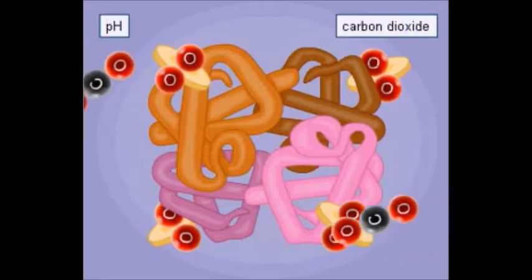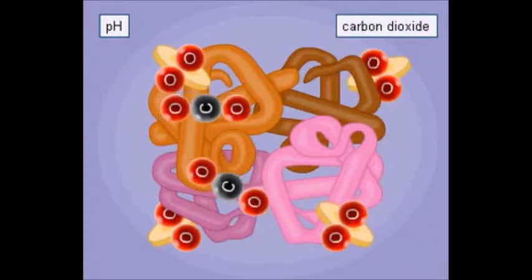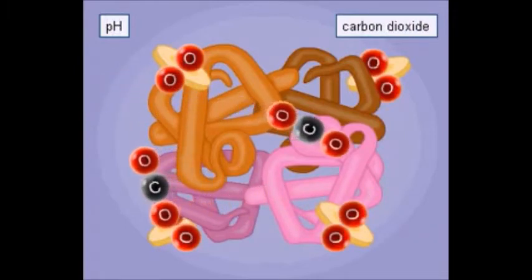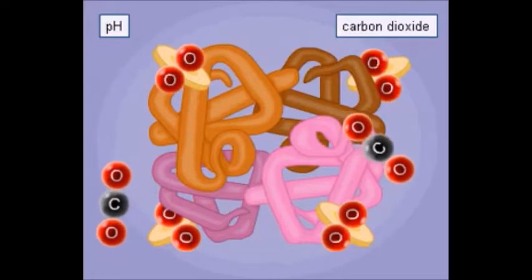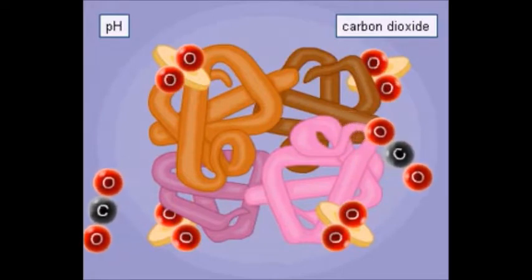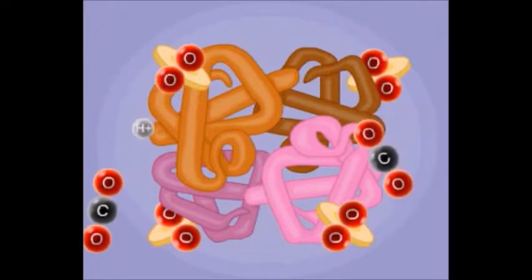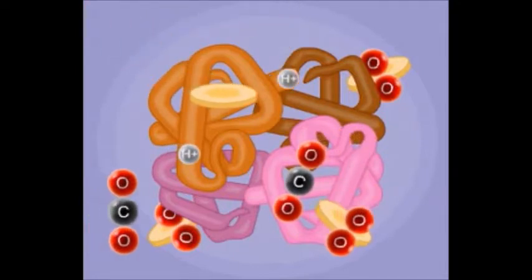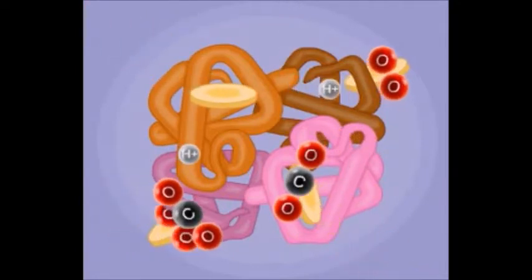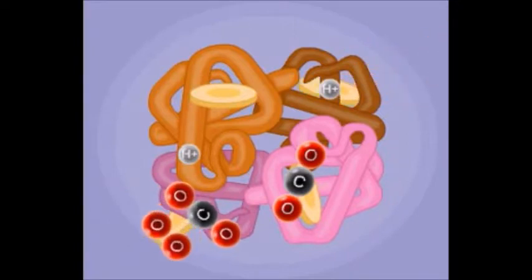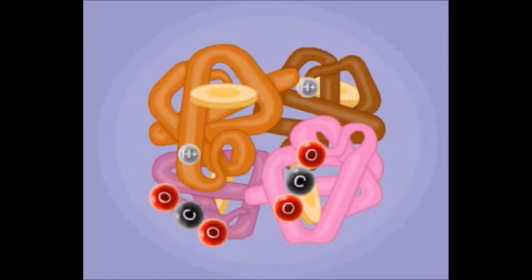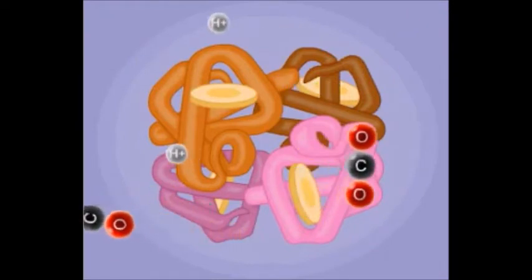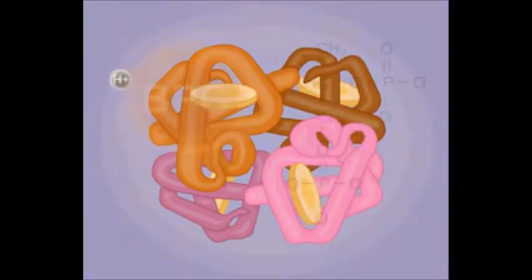In tissues, the pH and the concentration of carbon dioxide in the environment change the structure of the hemoglobin molecule and therefore its affinity for oxygen. Protons, H+, and carbon dioxide can bind to hemoglobin, thus promoting the release of the bound oxygen. In lungs, at the same time, oxygen promotes the release of the bound protons and carbon dioxide.